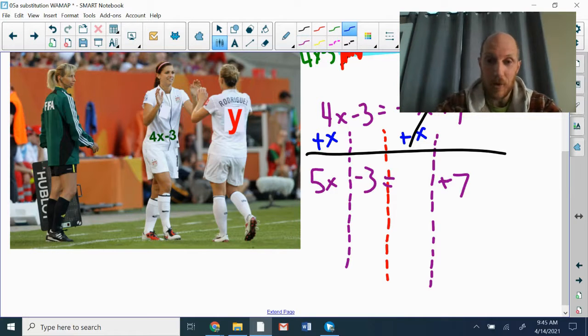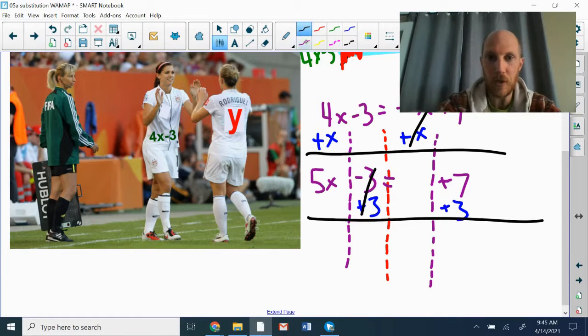Okay, second step, trying to get the x by itself. So I need to cancel the 5 off of there, and I need to cancel this negative 3. If I remember my order of operations for solving, SADMEG, I'm going to deal with subtraction or addition first. And that means I need to add 3 to cancel that 3. I do the same thing on the other side of the equal sign. These are going to cancel. So this 5x comes down.